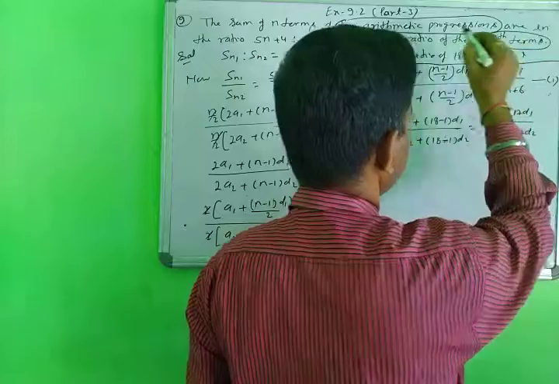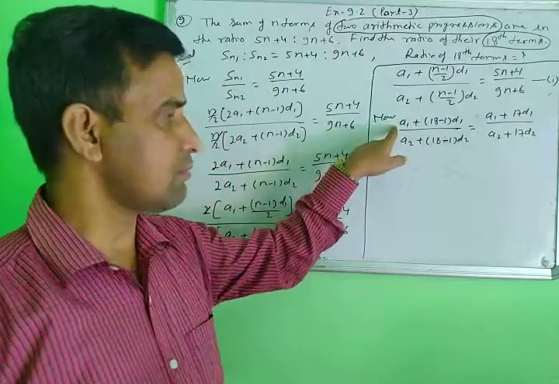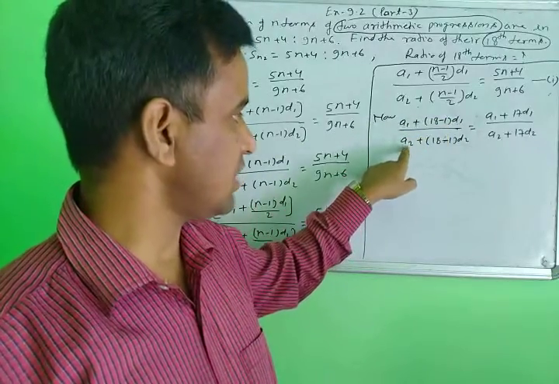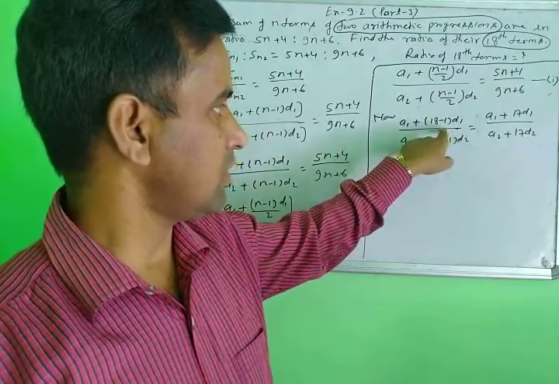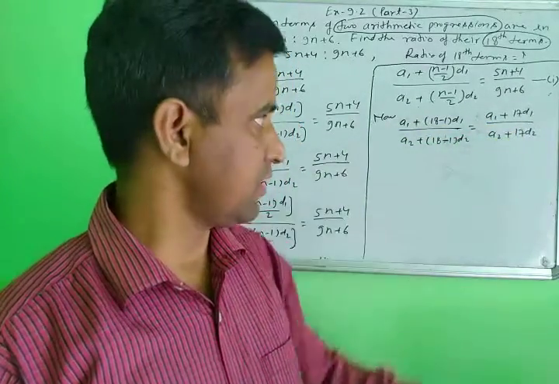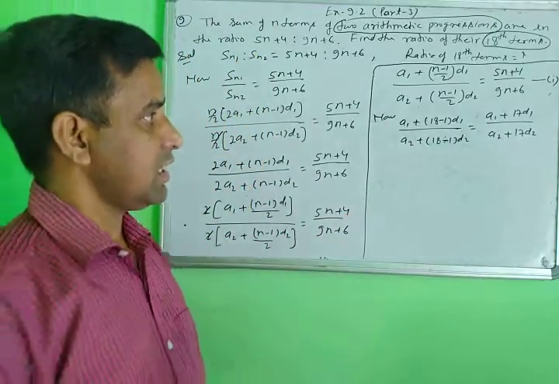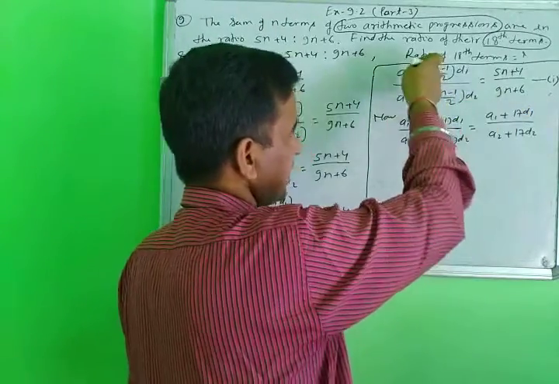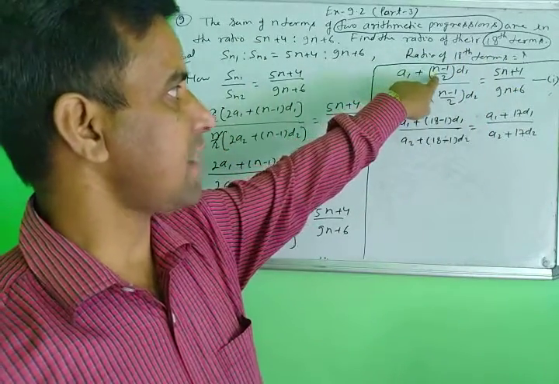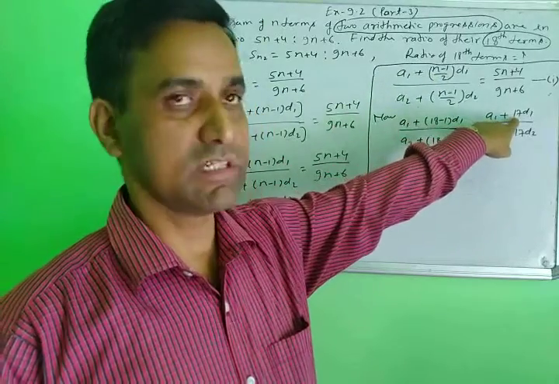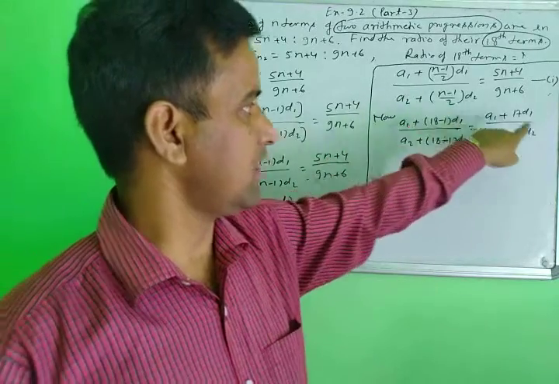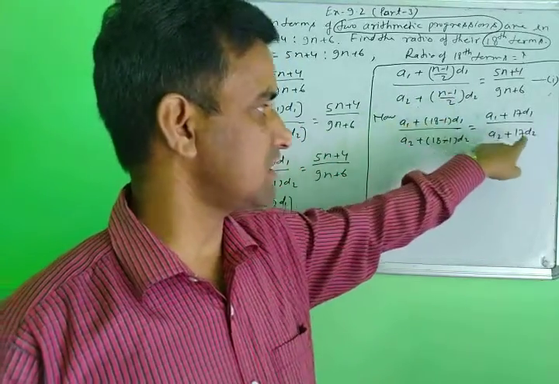What is the ratio of the 18th terms? The 18th term of the first series is a1 plus 18 minus 1 d1. The 18th term of the second series is a2 plus 18 minus 1 d2. After solving you get a1 plus 17 d1 upon a2 plus 17 d2. You will equate this to what value? a1 here, d1 here; in place of (n minus 1) upon 2, mention 17. Same thing: a2 here, d2 here, and in place of (n minus 1) upon 2, mention 17.